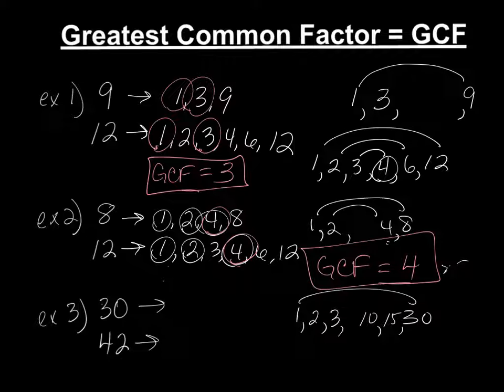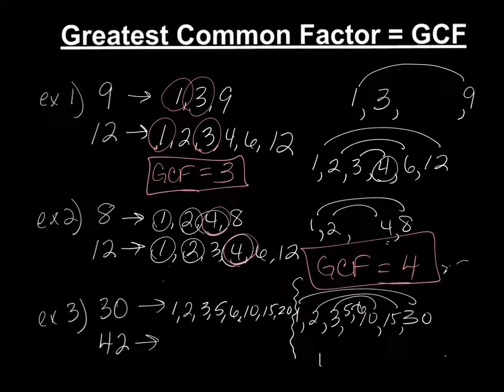Does 5 go evenly into 30? Yes, it does. 5 times 6. So there I have all of my factors of 30. 1, 2, 3, 5, 6, 10, 15, and 30.